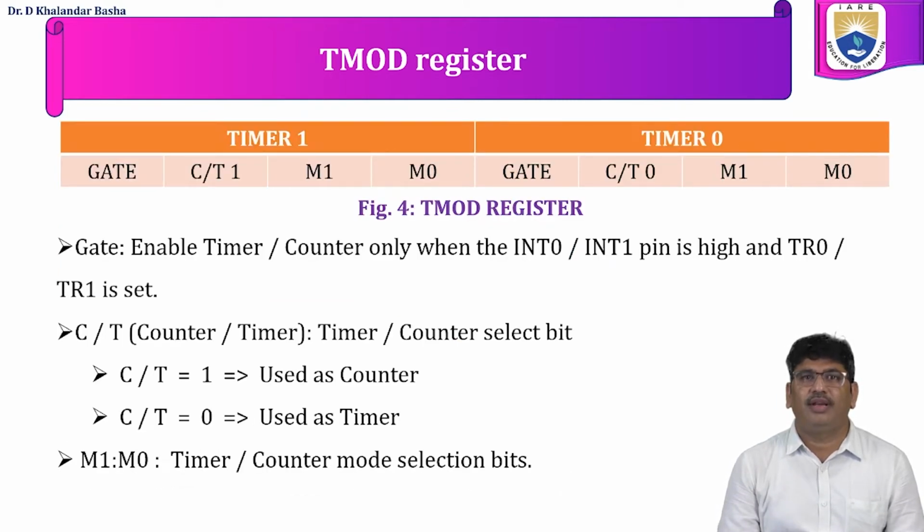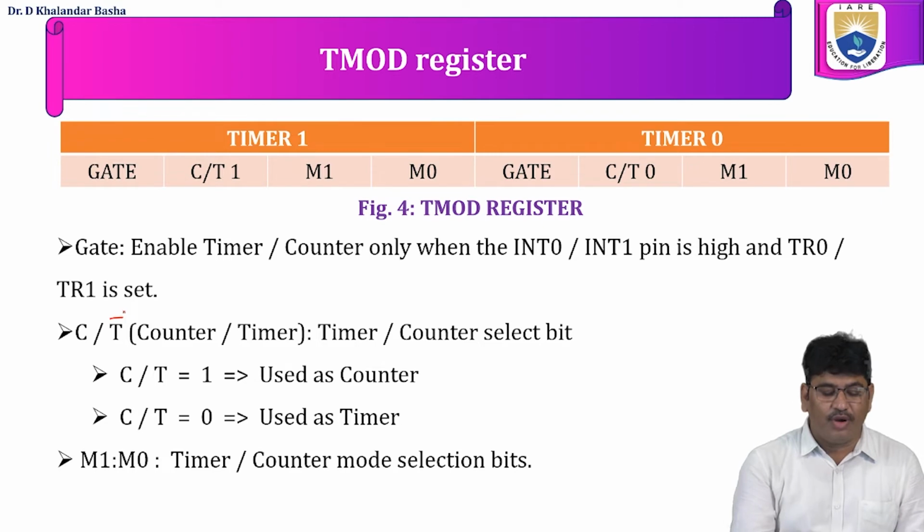The various bits of the TMOD register: GATE, which enables the timer or counter when the INT0 and INT1 external interrupt pins are high and the timer run bit, TR0 for timer 0 and TR1 for timer 1, is set. Then only the gate will be enabled. The next bit is C/T bar.